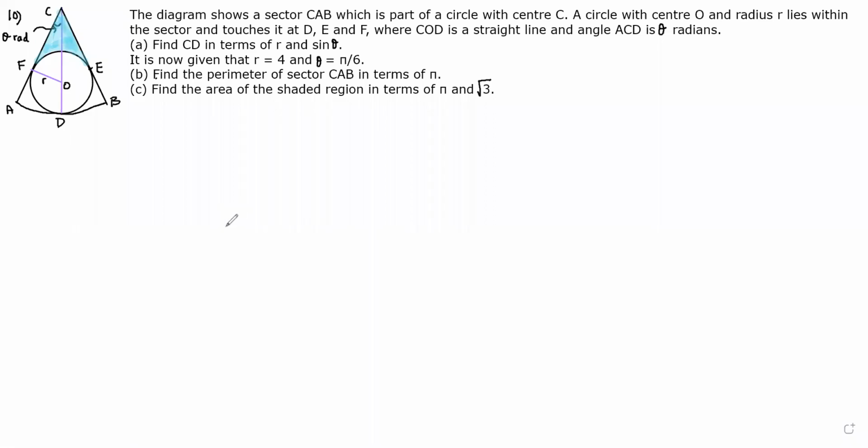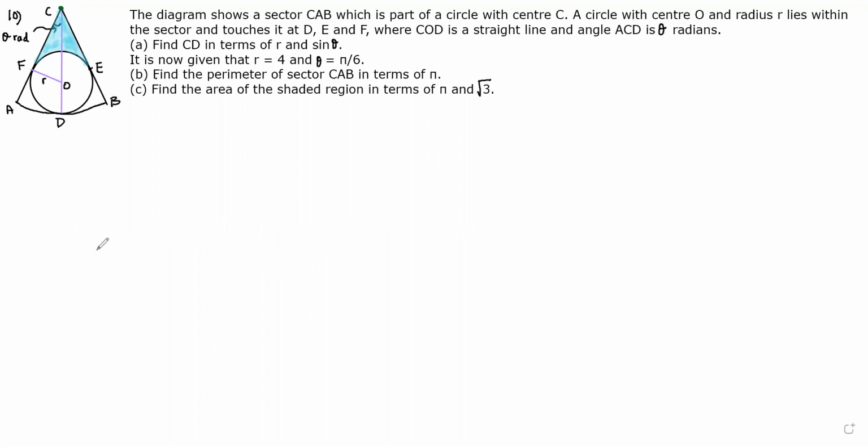Question 10. We are given a diagram where sector CAB is part of a circle with center C. This is the center of the sector CAB. A circle with center O and radius R lies within the sector and touches it at D, E, and F. COD is a straight line, and angle ACD is theta radians.